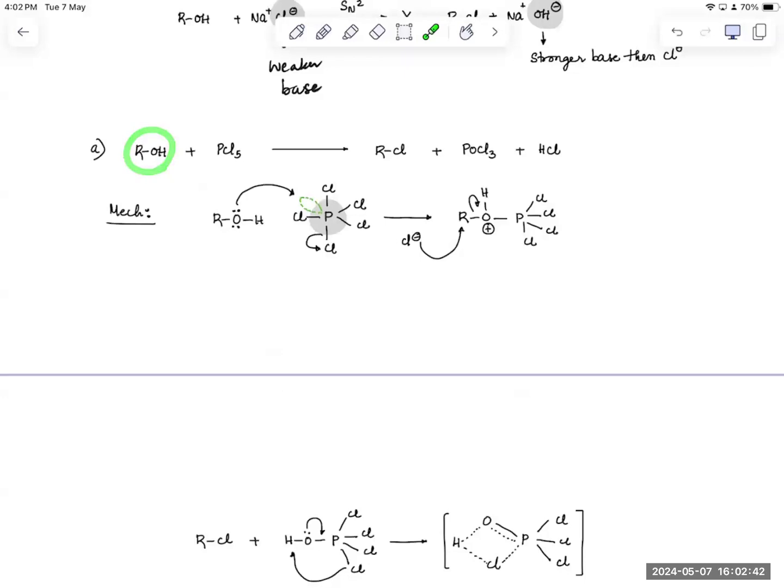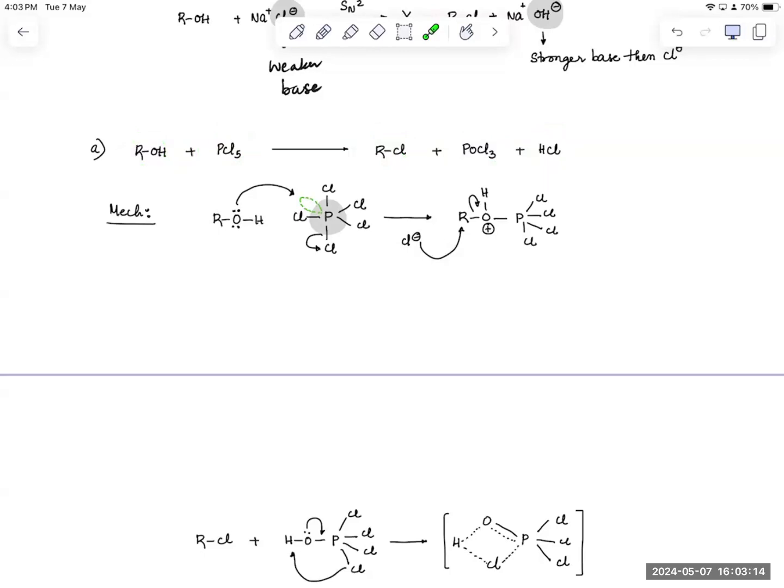ROH plus PCl5. When you treat with PCl5, one of the chlorides replaces that OH. We will get RCl. PCl5 becomes POCl3 and HCl. See, the mechanism is only for your convenience. In this case the mechanism is never asked. You just need to know the reaction thoroughly. So you can see 1 mole of alcohol reacts with 1 mole of PCl5, giving 1 mole of RCl, 1 mole of POCl3 and 1 mole of HCl. This is the overall reaction.